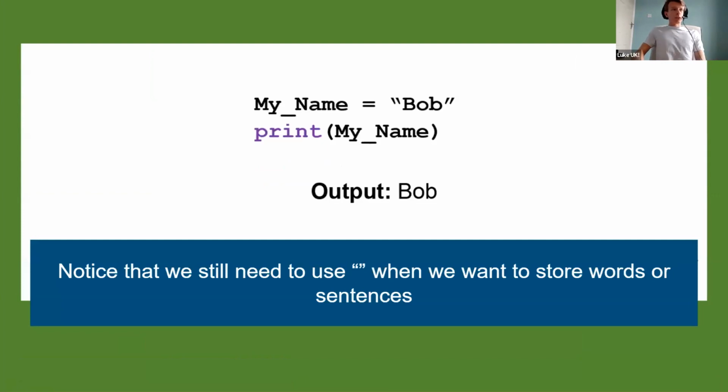Here we go. Here's another example. We need to use those speech marks when we want to store words or sentences in variables, and then we can print out those variables without the speech marks. It's not something to get too hung up on. Just imagine that when you are storing text, you need speech marks, but whatever we store that text in, we don't need speech marks.